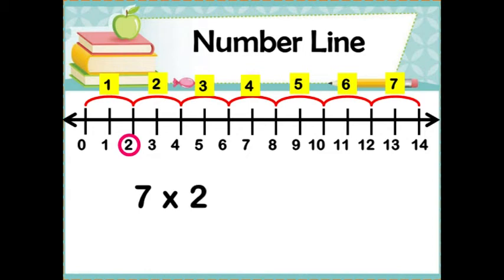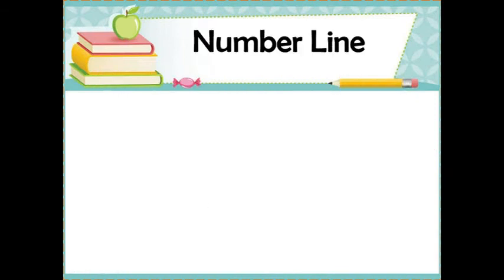And then after that, the equal sign, and then you have to look at the last number you landed on, which is number 14. So the answer in 7 times 2 is 14. Okay, next is this example.